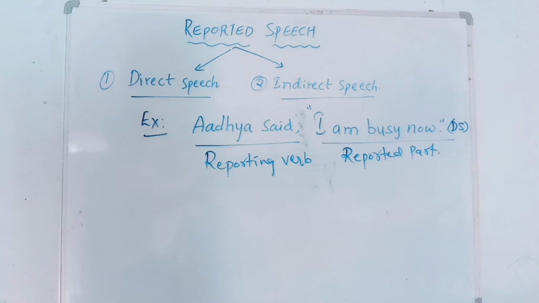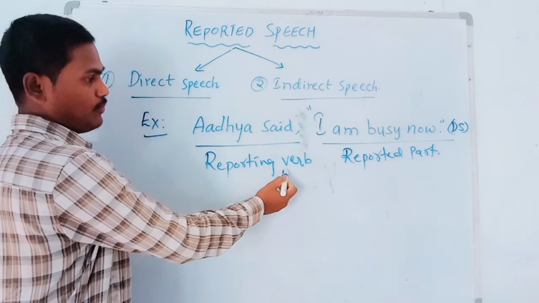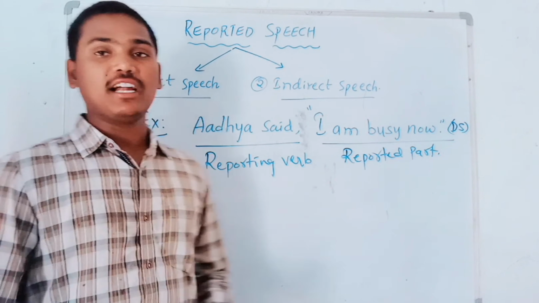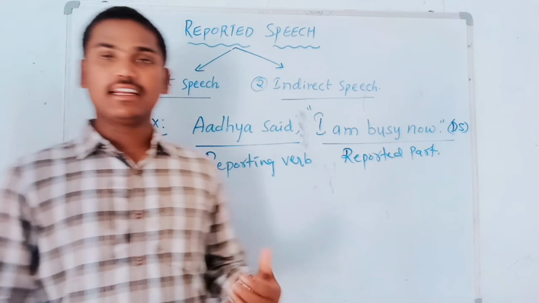Okay students, are you understanding me? So it is the reporting verb and it is the reported part, and what do we get in these two parts? In the reporting verb we get who said to whom, and in the reported part we get what was said. The speaker's exact words we get in the reported part. So it is always in between inverted commas. That is very important, and we must notice it very carefully.